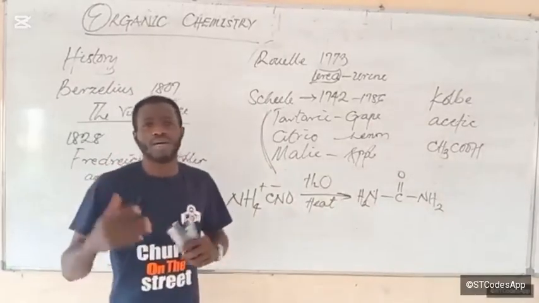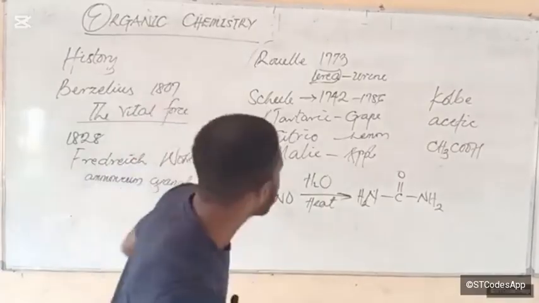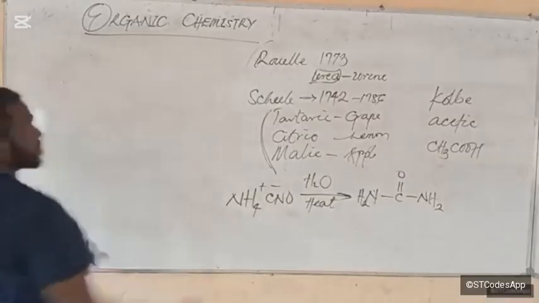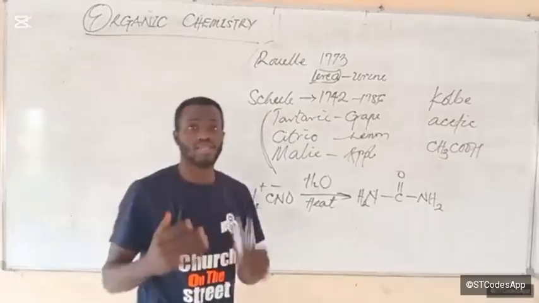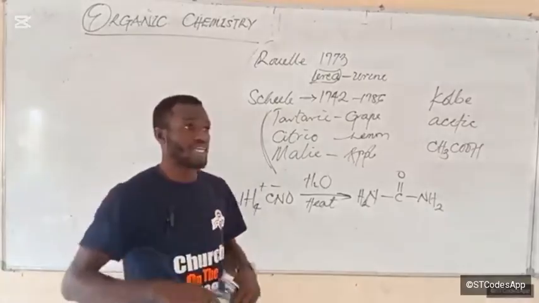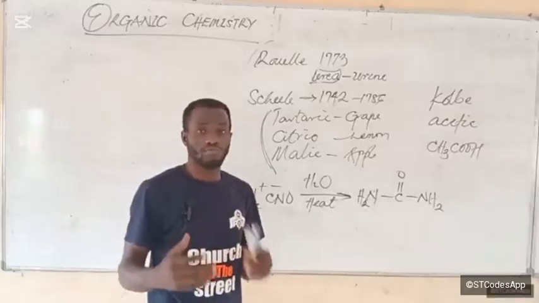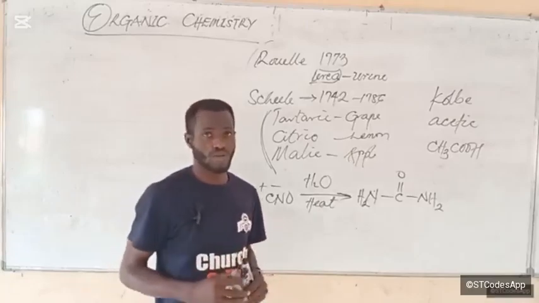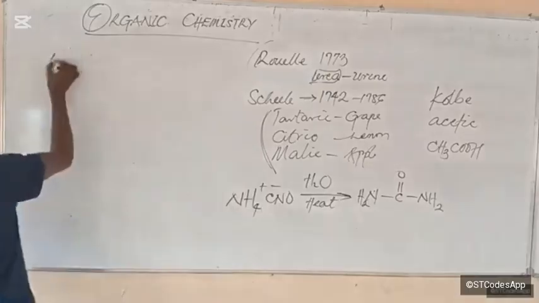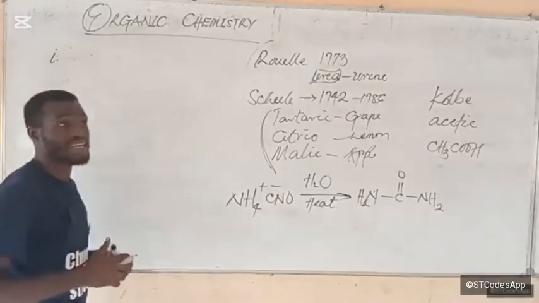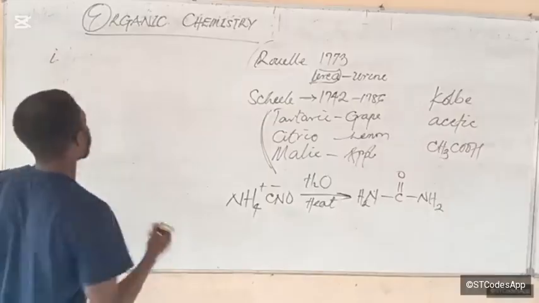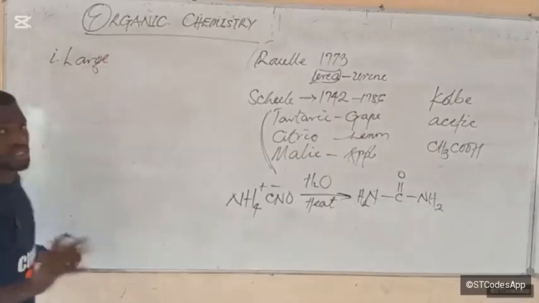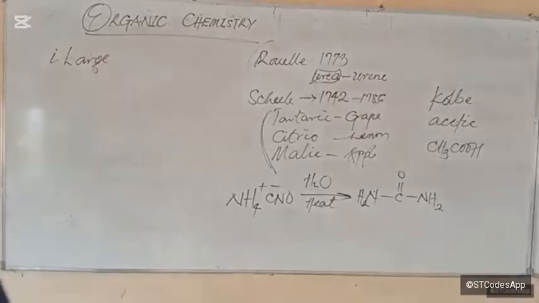Okay. So now, why specifically was organic chemistry given a separate field? There are a number of reasons that made scientists consider organic chemistry as a separate field in chemistry. One of them is the fact that there is a large amount of organic compounds. Okay, let me list the reasons. Let me pause it.